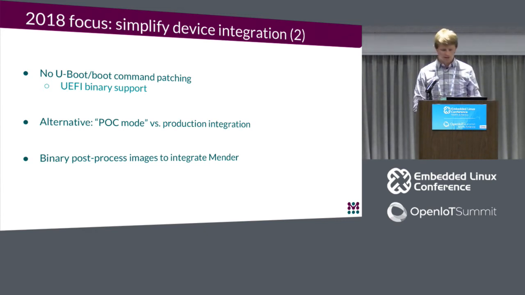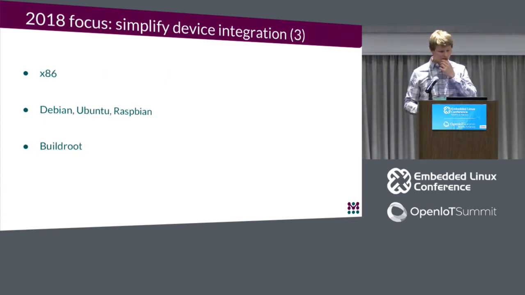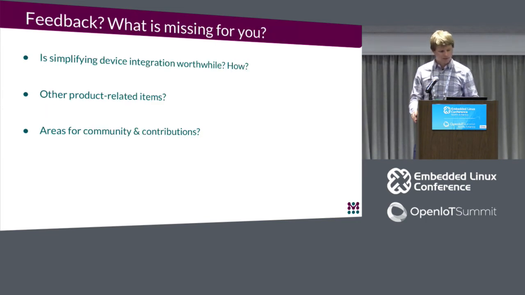Makes sense. Okay. And then in terms of platforms, we're looking at x86. This is not that well supported by U-Boot. It's supposed to work, but it doesn't always. So maybe we need to look a bit into Grub. And then there are also other systems than Yocto, of course, that are in use on Linux. Debian, Ubuntu, Raspbian are very similar, and then you have Buildroot as well that we will take a look at. Yeah, so that's basically it. Does it make sense, or do you have any comments?